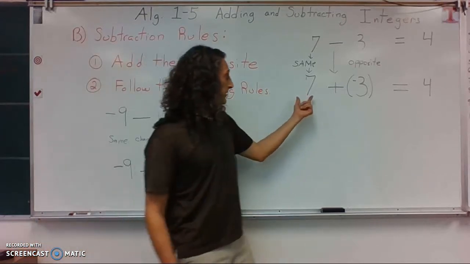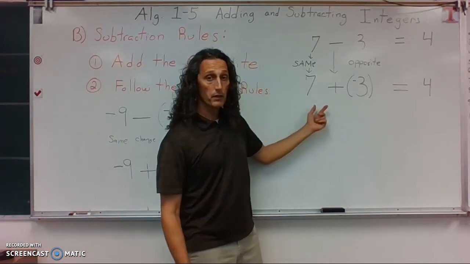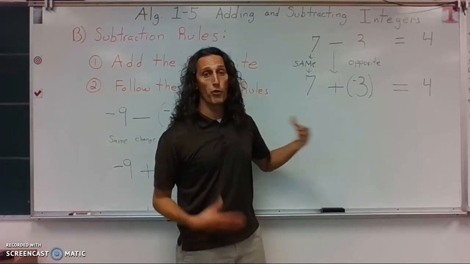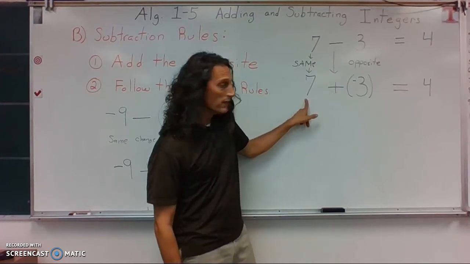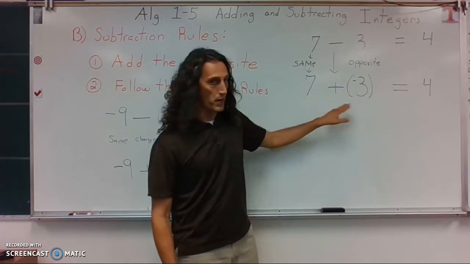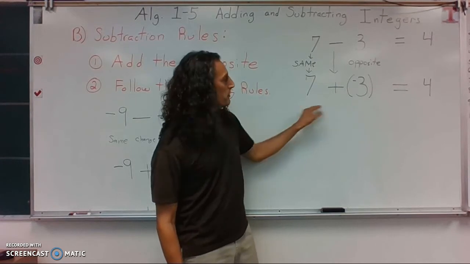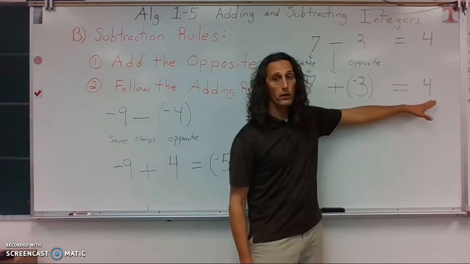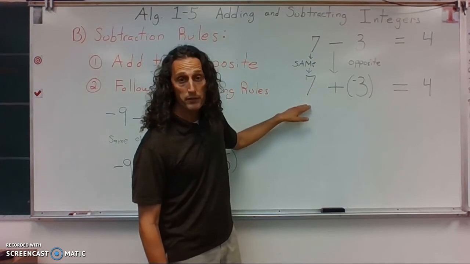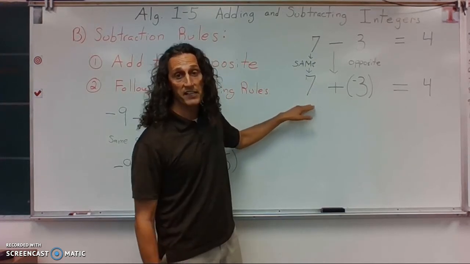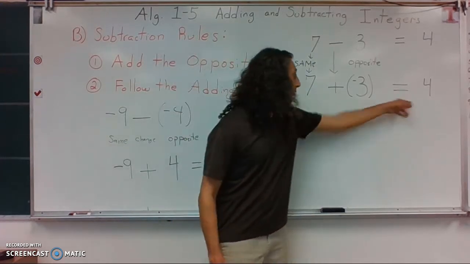So the adding rules is if they're on the same team, add them up. If they're on different teams, take away. So, well, that's a positive. That's a negative. Not the same team. So we subtract. We put 4. The reason it's positive is because the 7 has more members and is a positive number. So it has the bigger sign. That's why the 4 matches.